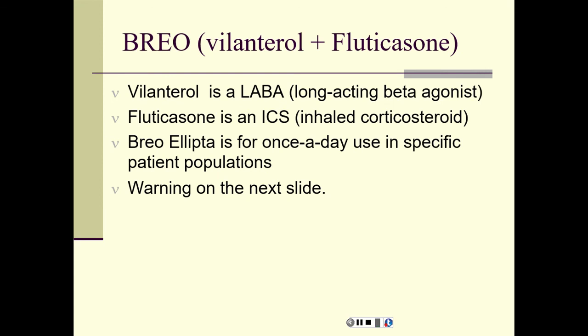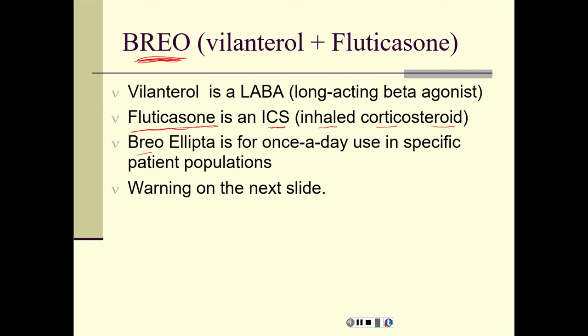And what else have I got here? Here's another combination drug that is popular, the vilanterol again, the long-acting beta agonist used in the product Breo, and there are several variations of this product, and it's combined with fluticasone, which is an ICS, an abbreviation for an inhaled corticosteroid. So this product, Breo Ellipta, is a once-a-day product used in specific patient populations that have obstructive lung diseases.